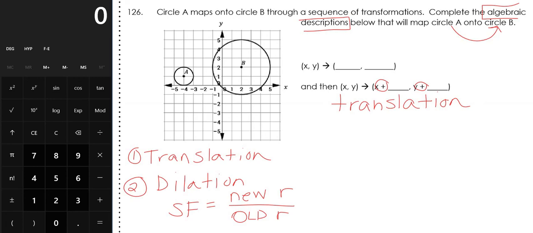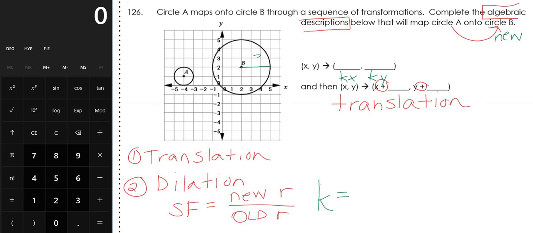Our rule for dilating should look like x comma y becomes k times x, k times y. All I need to know is k. Now to figure out k, which is your scale factor, we're going to do our new radius over our old radius. Remember, circle A maps onto circle B. So circle B is your new circle.